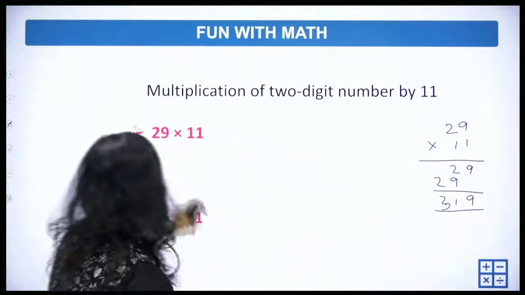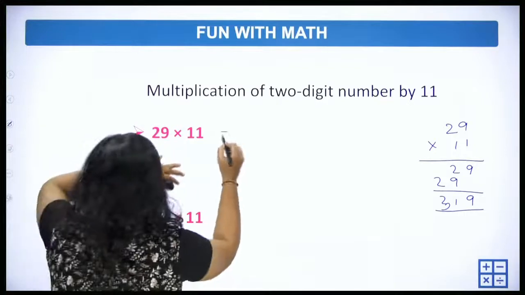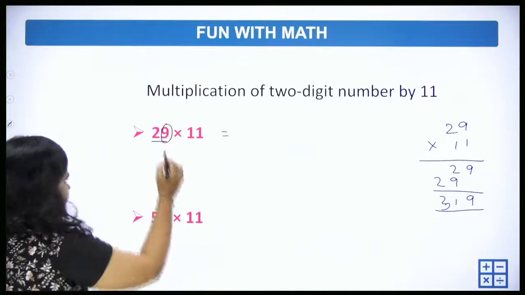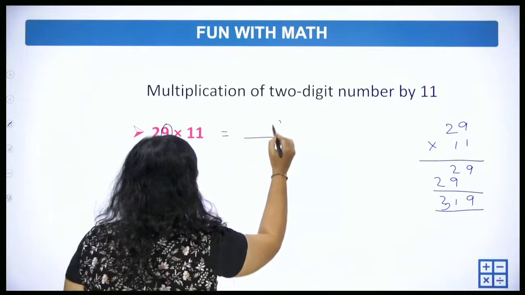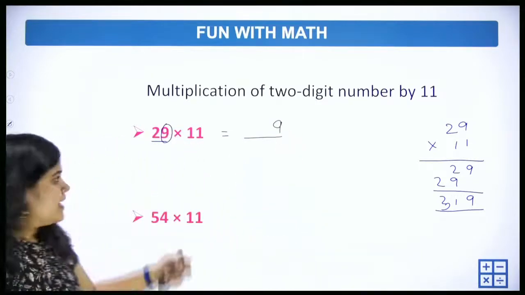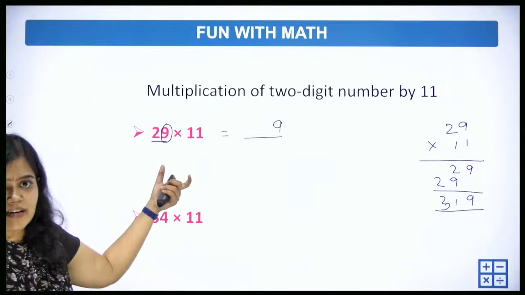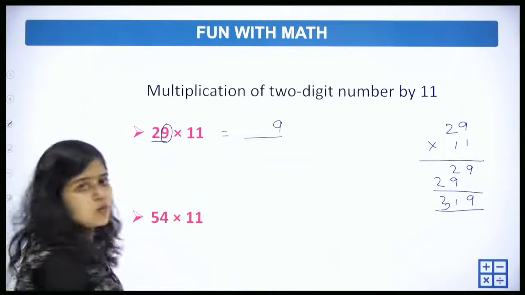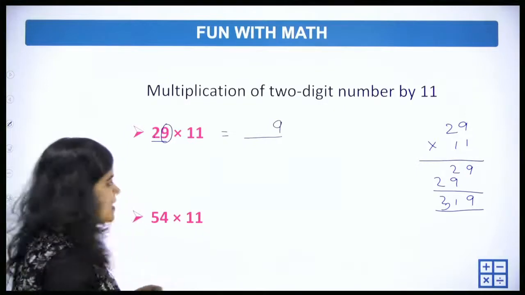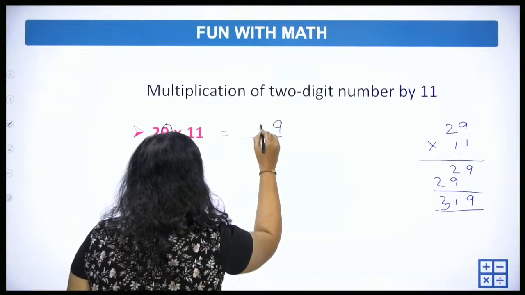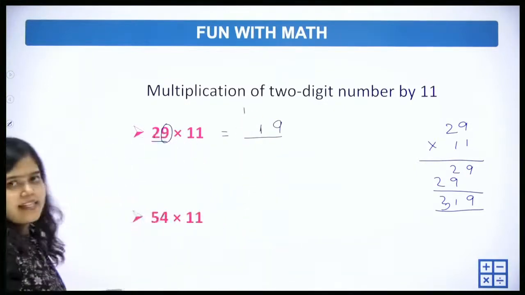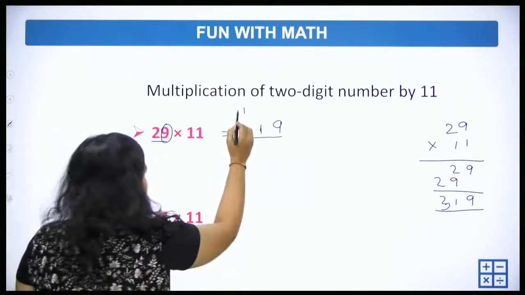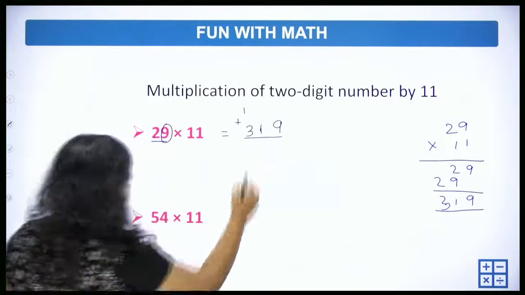How? Now the number is 29. Whatever the digit in the ones place is comes in the ones place first. Now, in the tens place, what will come? We get 2 plus 9. What is 2 plus 9? 2 plus 9 is 11. So 1 is written and 1 is carried. Then the tens digit into 11, that is 2. So 2 plus 1, 3.